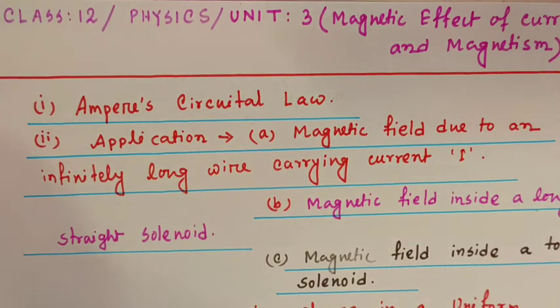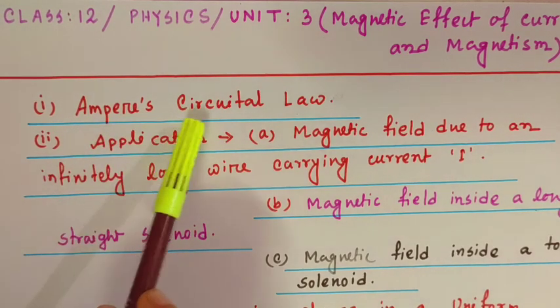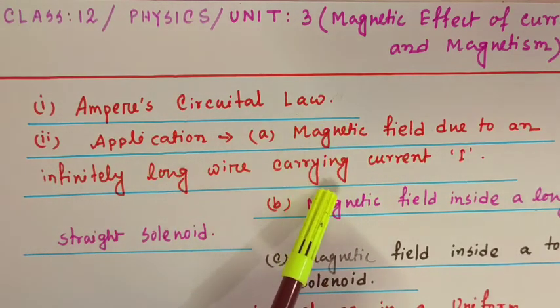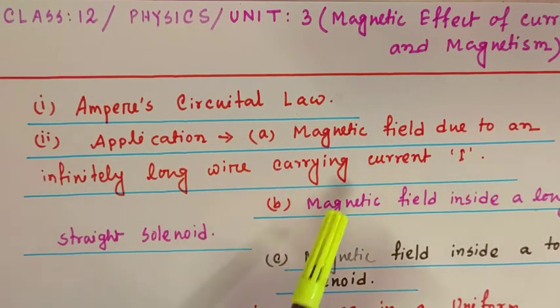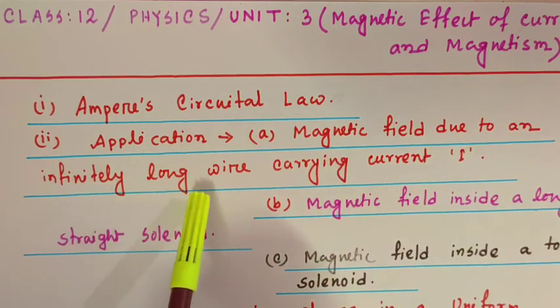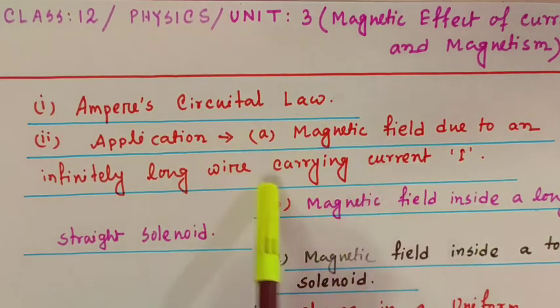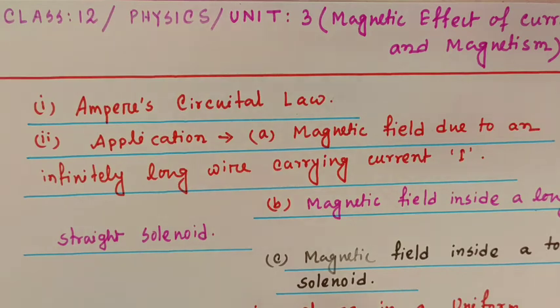Our first topic of discussion is Ampere's circuital law. Then we will go through applications of Ampere's circuital law, that means magnetic field due to an infinitely long wire carrying current I. This case we already learned using Biot-Savart law. Now using Ampere's circuital law we can prove the same result. Okay, so for this first we have to know what is Ampere's circuital law.